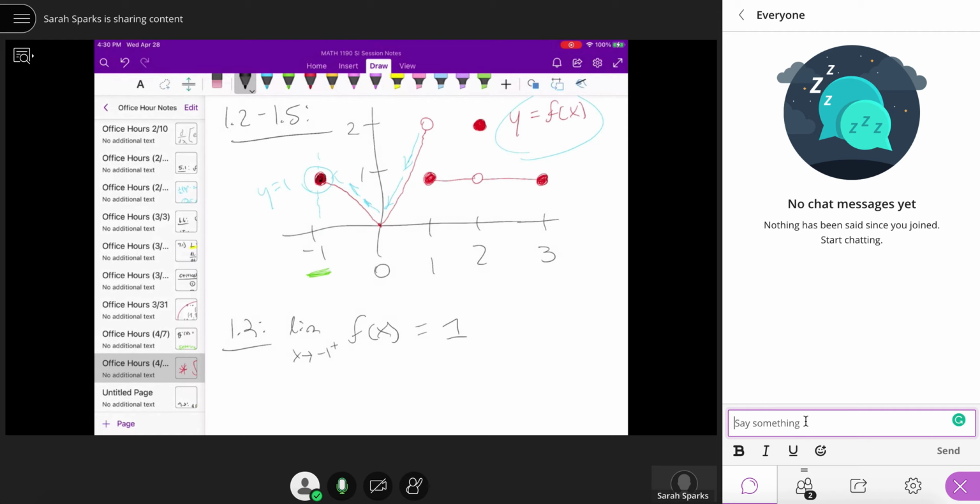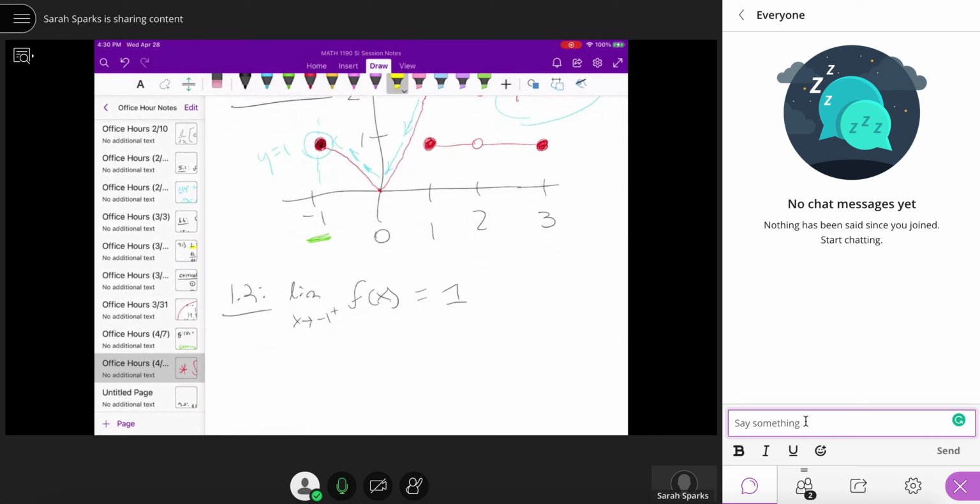Or was there a specific one? I'm sorry, I didn't even ask. Is there a specific one, 1.2, 1.3, 1.4, 1.5? Or are all of them confusing? I understand the 1.5, but the 1.2, 1.3, 1.4, because I was confused on the plus and the negatives. That's why. Oh, okay.